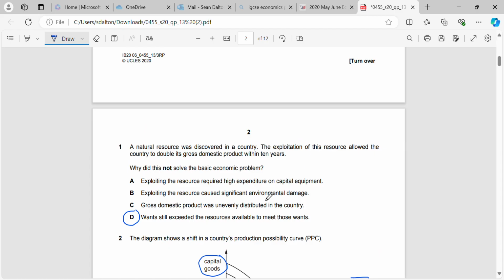We're looking for something relating to unlimited wants, which in this case we're told the wants are exceeding the resources available. So this is indicating to us that resources are limited and that wants are unlimited. Okay? Basic economic problem is nothing to do with GDP, nothing to do with exploitation of resources, and nothing to do with expenditure on capital equipment. It's just those 5 terms I've given to you there. And every question for basic economic problem, we can answer them just using those simple 5 explanations. Limited resources, unlimited wants, scarcity, choice, opportunity cost.